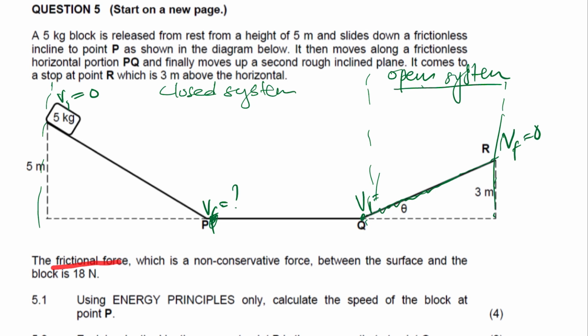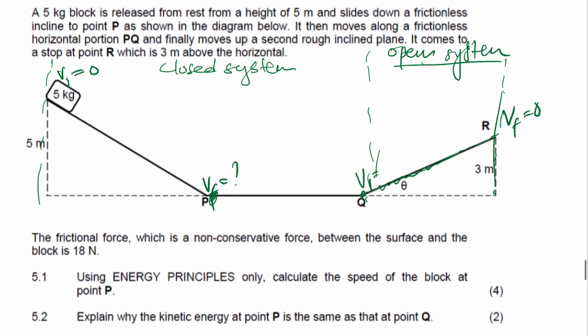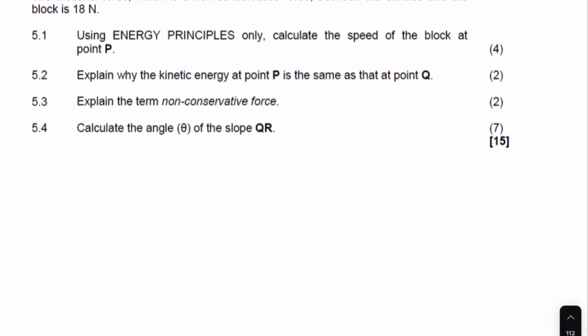Now it says the frictional force, which is a non-conservative force between the surface and the block, is 18. Where? Here. The friction here is 18. Now the question says, use the energy principle to calculate the speed of the block at P. So they want the speed of the block at P. We can use the conservation of mechanical energy when it comes to that.